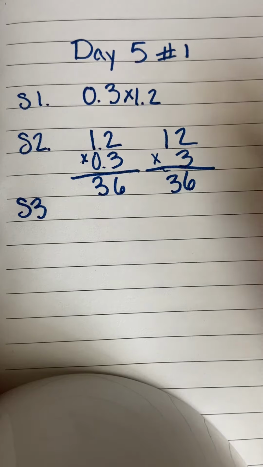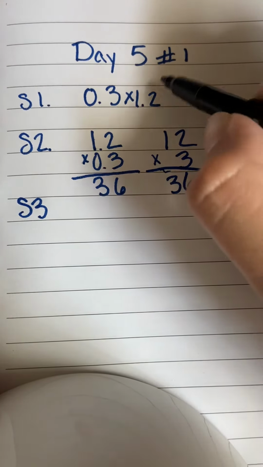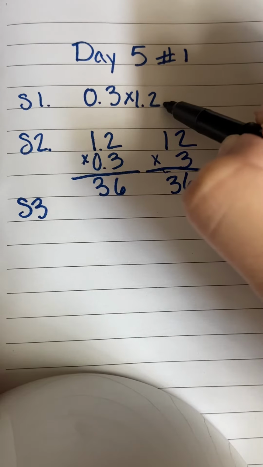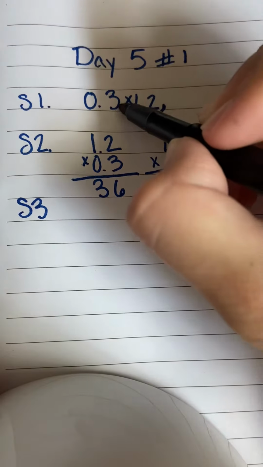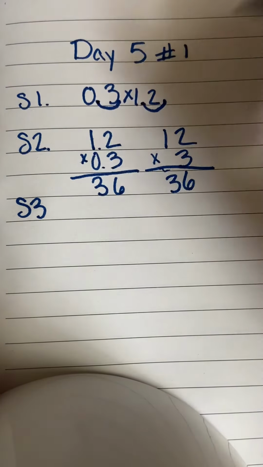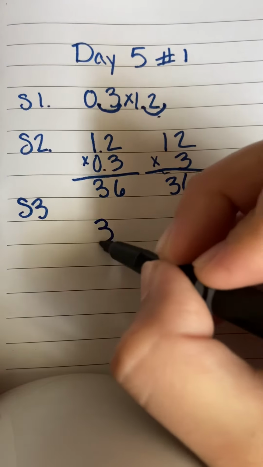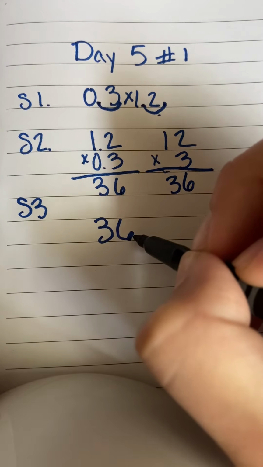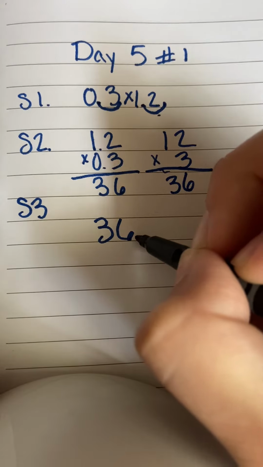So what you have to do is start all the way on the right side and count how many decimal places there are. In class, you learned how to do these little loop things. So starting here, we have 1 decimal place here and 1 decimal place here. So we have 2 decimal places. So that means in the answer, 36, you need to move the decimal over 2 places. It's invisible, but it's right here.